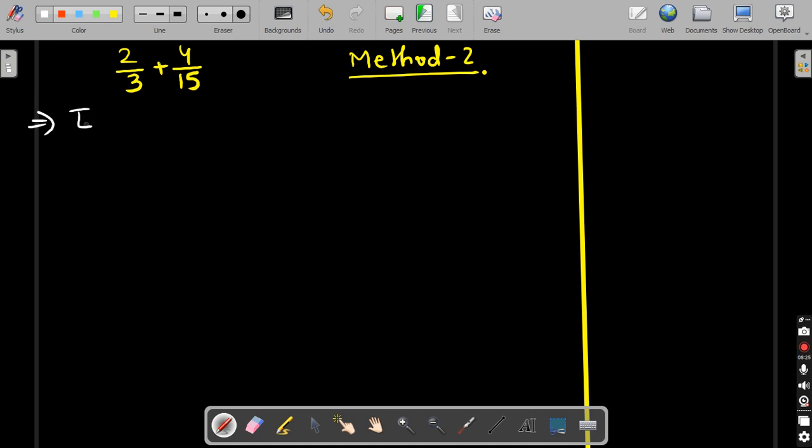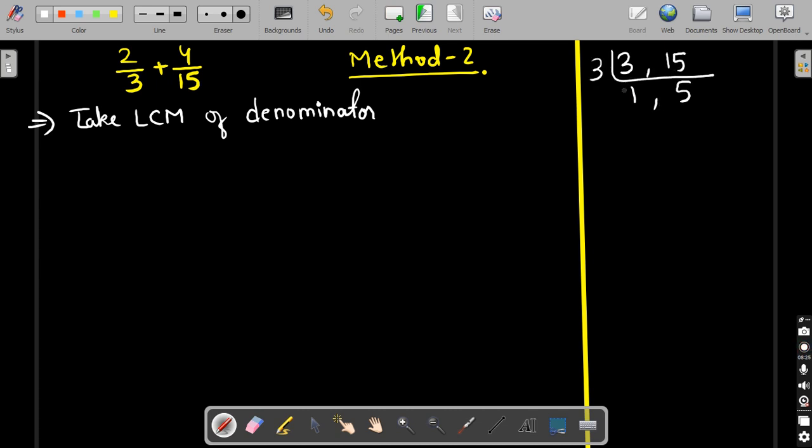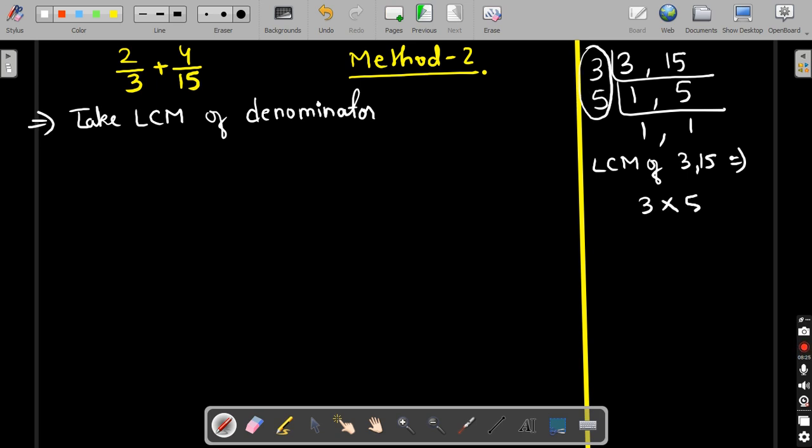So what we are going to do? We will take the LCM of the denominators. So 3 and 15. 3 1s are 3, 3 5s are 15. 5 1 1. Now what will be the LCM? LCM of 3 and 15, we need to multiply these two. So 3 into 5, I am going to get 15. Now the LCM of the denominators, how much did I get, student? 15. Okay.